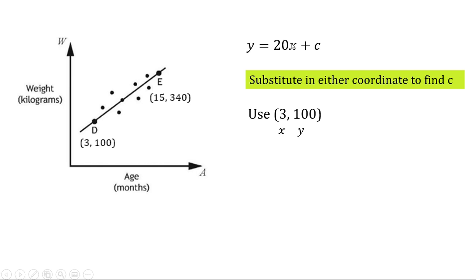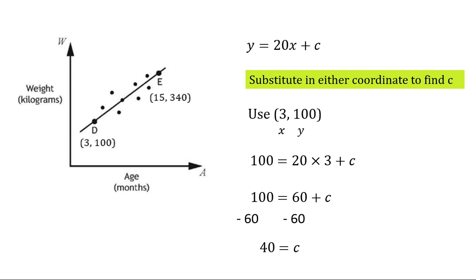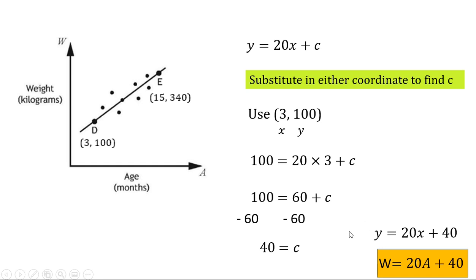That'll be 20 times x will be 20 times 3. So 100 equals 20 times 3. So 100 equals 60 plus c. And then I find c by balancing, so take 60, take 60. So c is 40. So I now know my gradient is 20, my c is 40. So it's y equals 20x plus 40. And then again, look at the letters. So y is w, x is a. So we have w equals 20a plus 40. Now, that's your answer to part A. Okay, that's your formula between w and a.